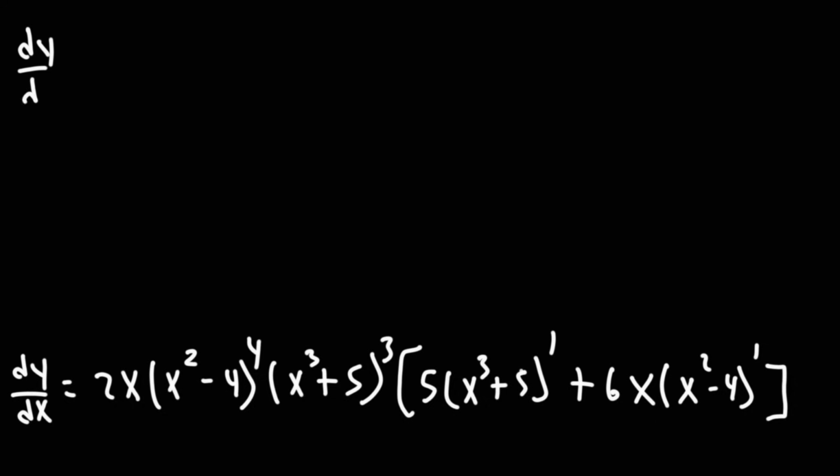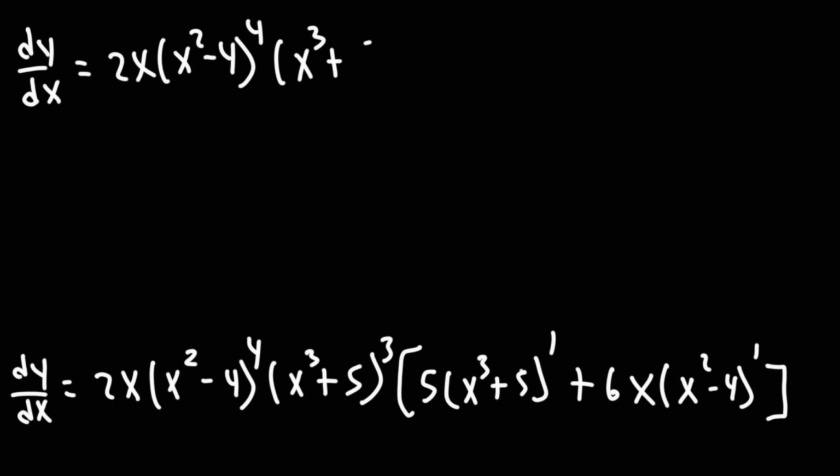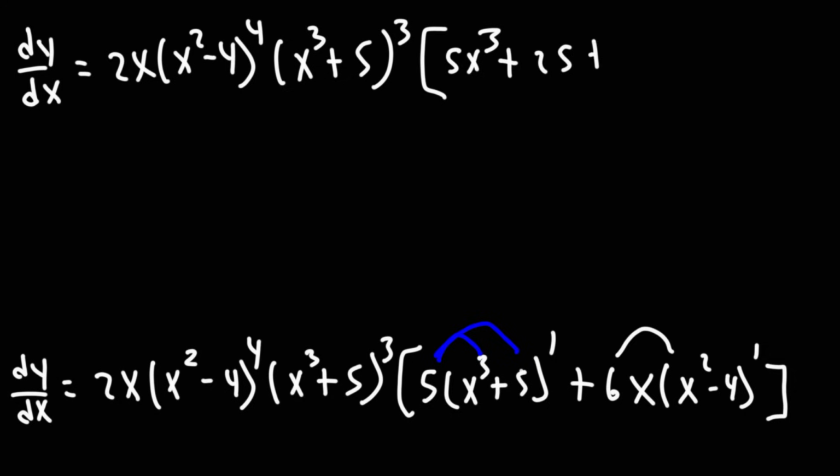So now let's rewrite most of what we have. Our next step is to simplify what we have here. Let's begin by distributing. 5 times x cubed, that's going to be 5x cubed. Next we have 5 times 5, that's 25. 6x times x squared, that's going to be 6x cubed. And 6x times negative 4 is negative 24x.